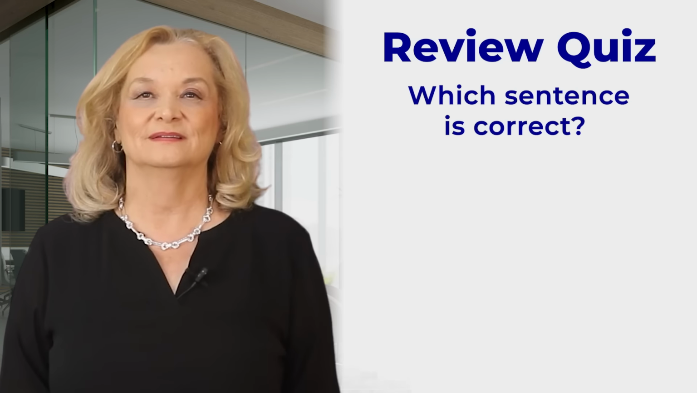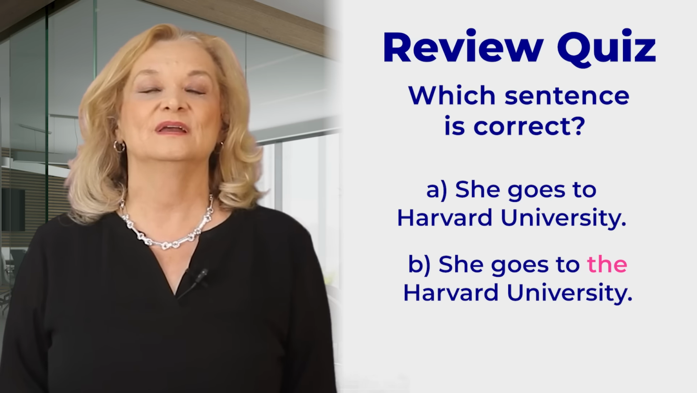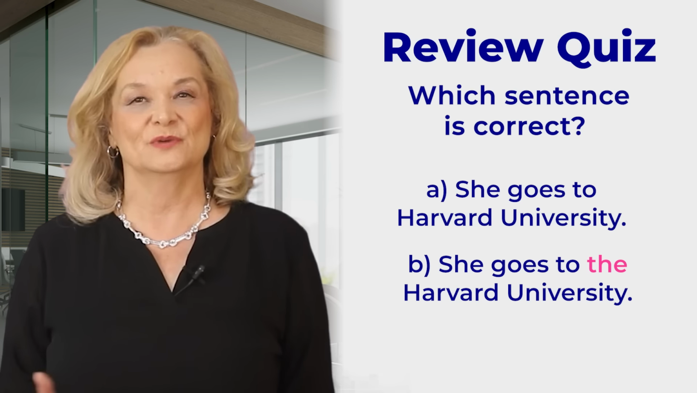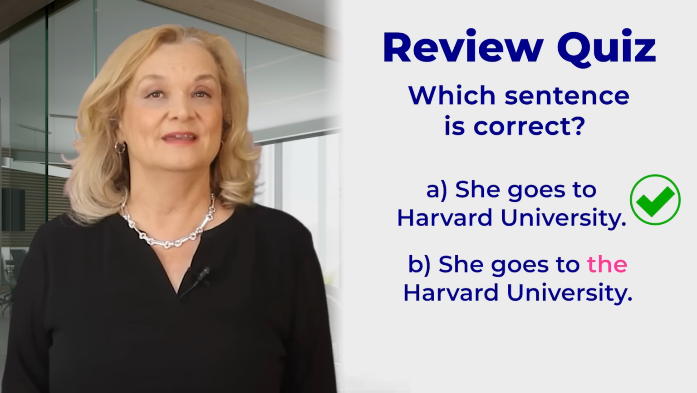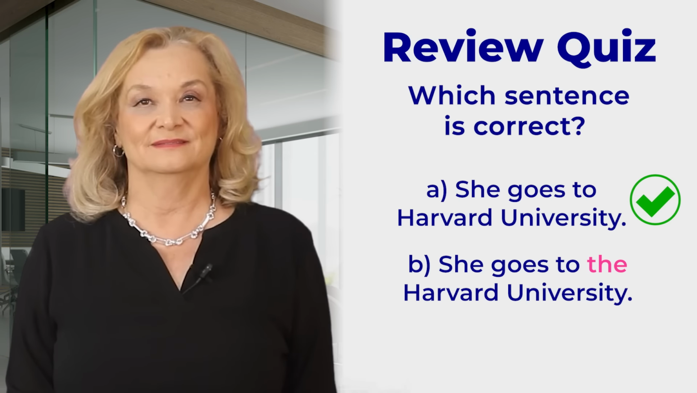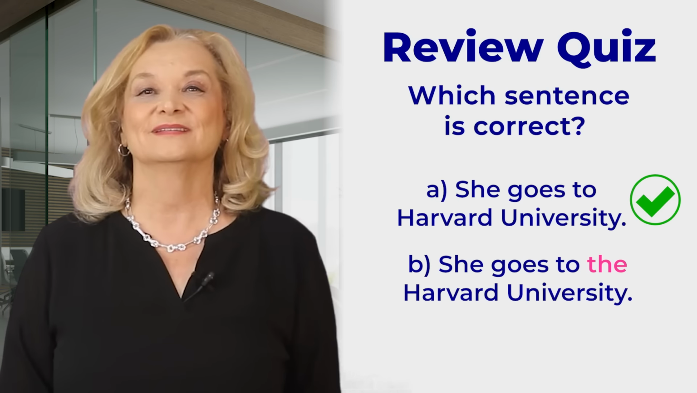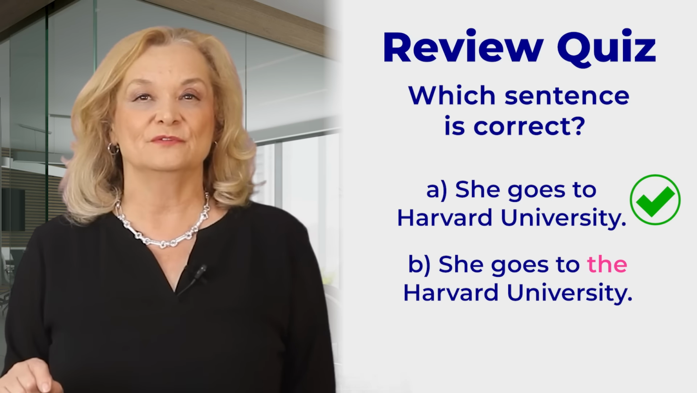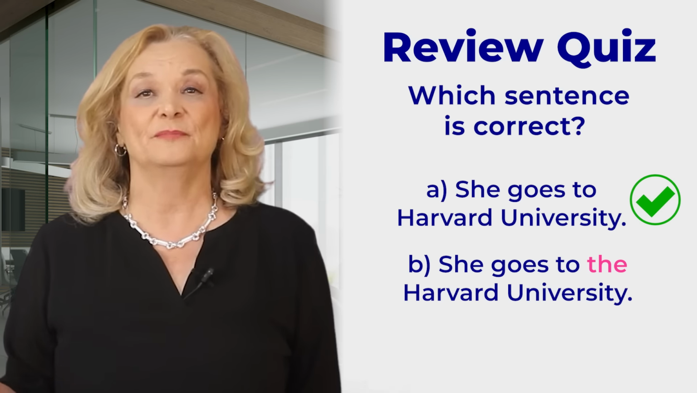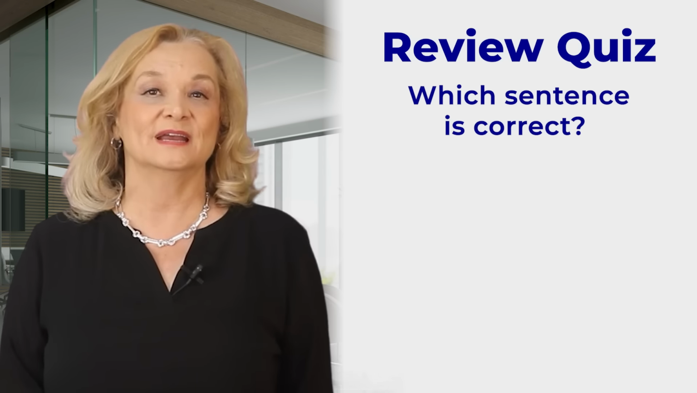How about this one? A, she goes to Harvard University. B, she goes to the Harvard University. Which one is correct? A, she goes to Harvard University. For universities, we don't use the. And what is the exception? When do we use the for universities? Do you remember? We use the when the university has the word of in the name. The University of Pennsylvania, the University of California, and so on. Let's look at the next one.